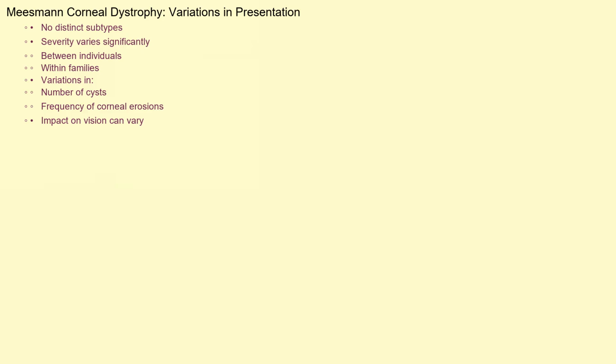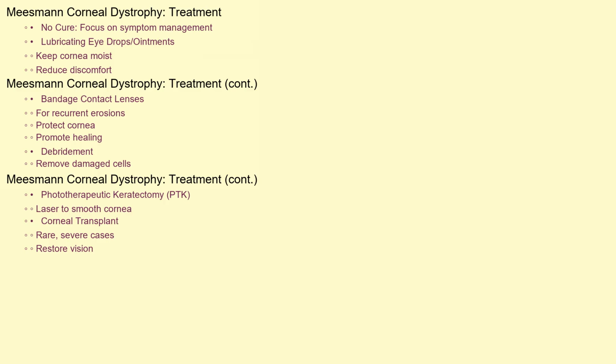While Meesmann Corneal Dystrophy does not have distinct subtypes in the same way as some other corneal dystrophies, the severity and presentation of the condition can vary significantly between individuals and even within the same family. Some individuals may have a greater number of cysts, more frequent corneal erosions, or a more significant impact on their vision. These variations likely reflect the specific genetic mutation involved, as well as other genetic and environmental factors that can influence the disease's progression.